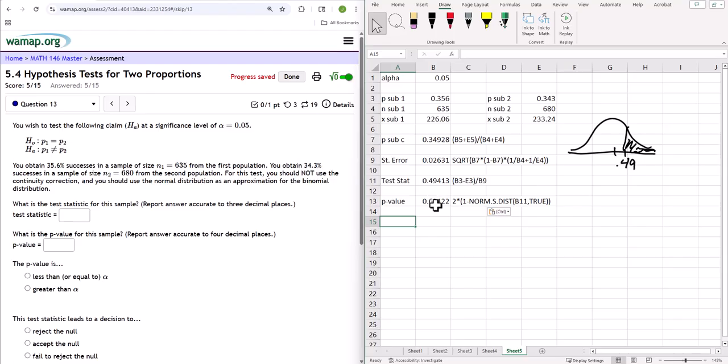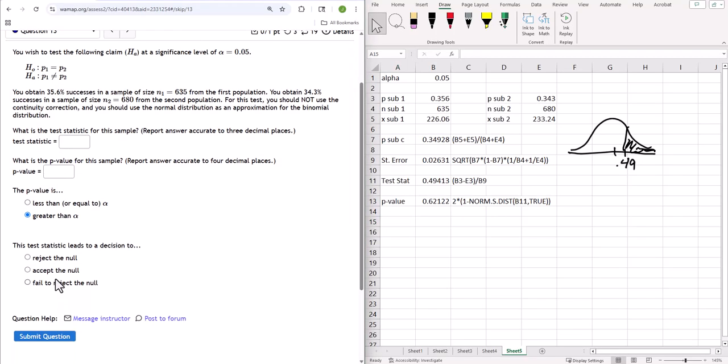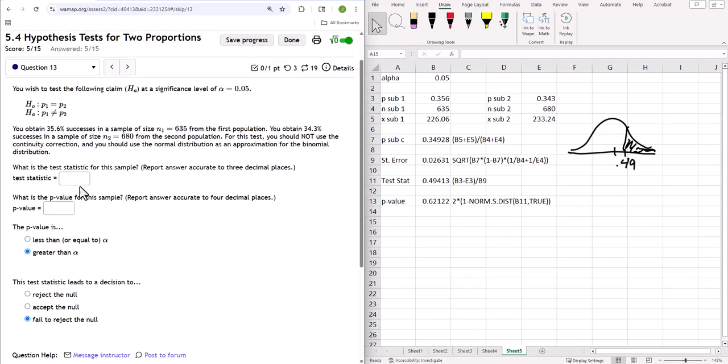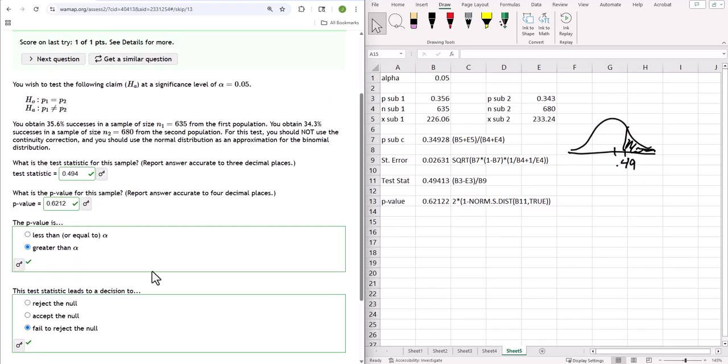So then we make a comparison of our p-value to our alpha. In this case, our p-value is much greater than alpha. And so we would fail to reject the null hypothesis. So our test statistic was 0.4941, so 494 to 3 decimal places. And our p-value 0.6212, followed by another 2, so rounding it to 4 decimal places, we are there.